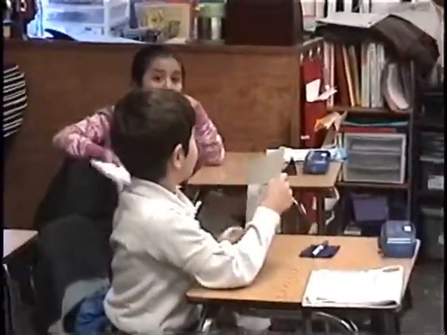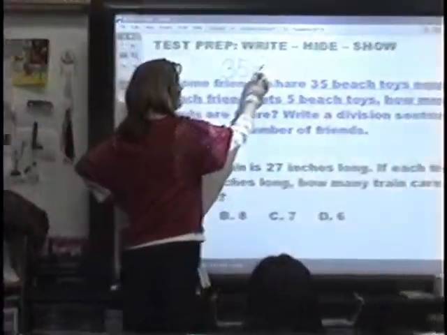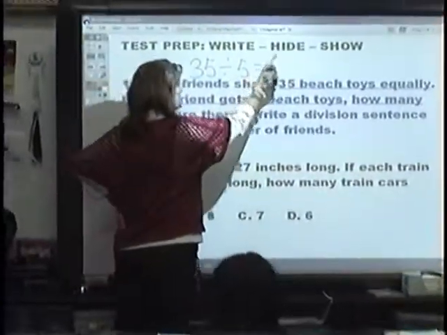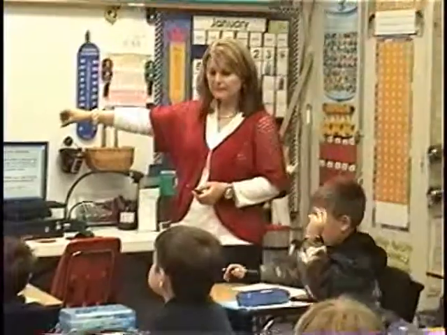Okay, I'm seeing some good answers, and I'm seeing a couple of them not quite there yet. Jonathan, can you explain to us what you wrote? I wrote 35 divided by 5 equals 7. Okay, Jonathan wrote 35 divided by 5 equals what, Jonathan? Equals 7. Thumbs up if you agree. In front of you, thumbs up.